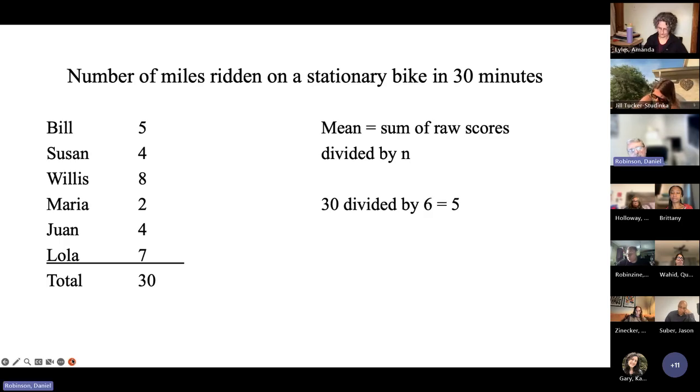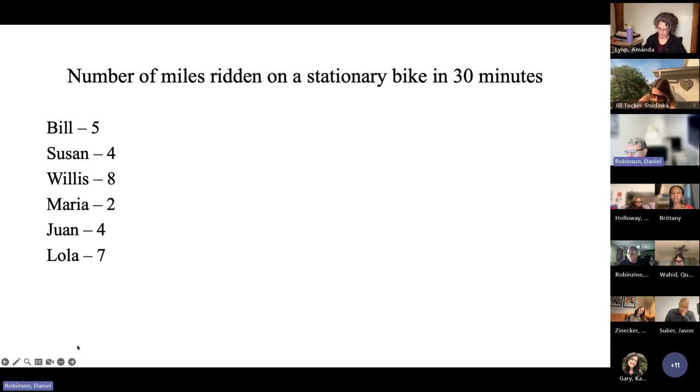And if I add up all of those scores, I get 30. If I divide that by n, 30 divided by 6 equals 5. And so 5 is the average or mean number of miles ridden of those 6 students. Everybody with me so far?